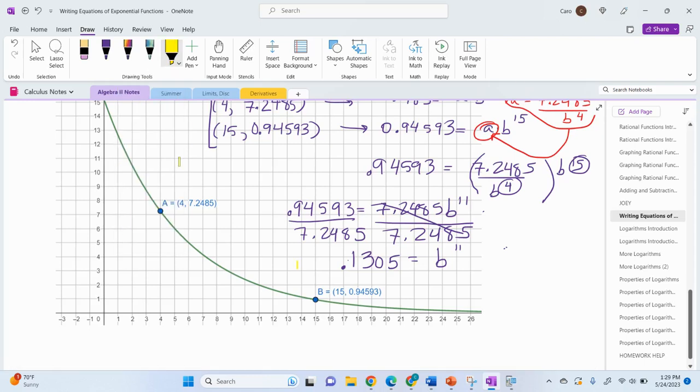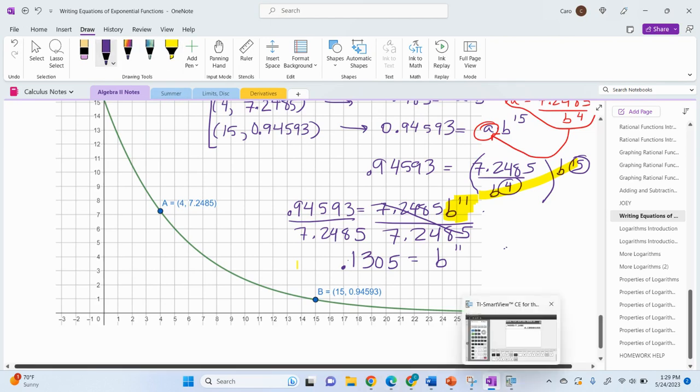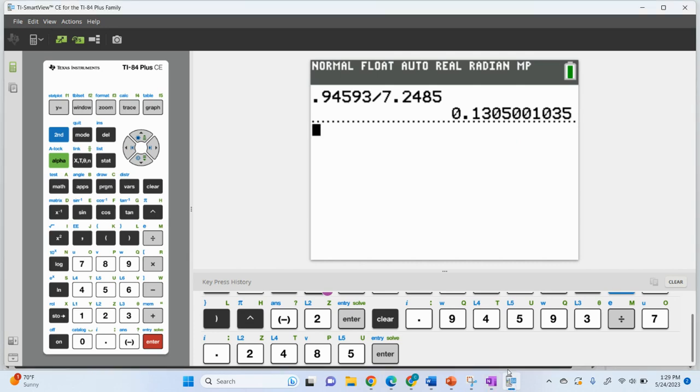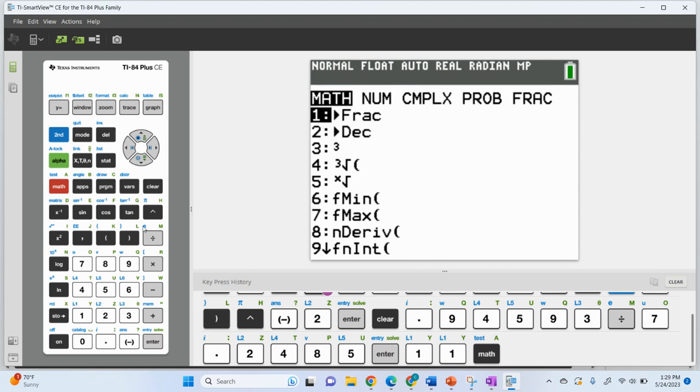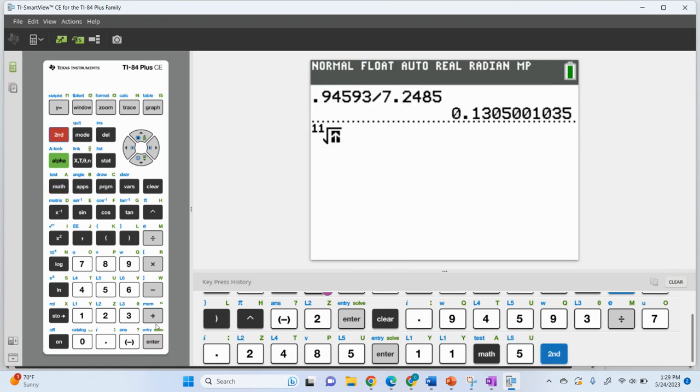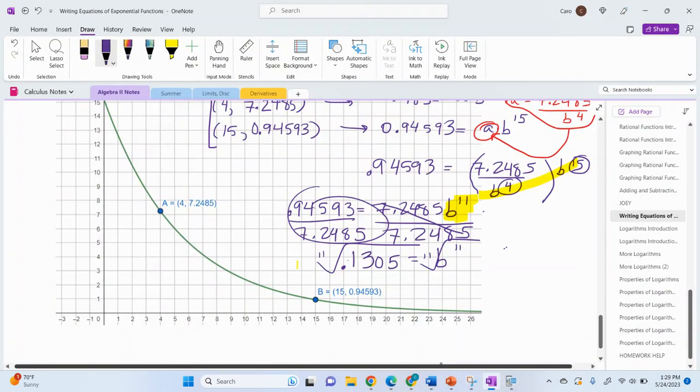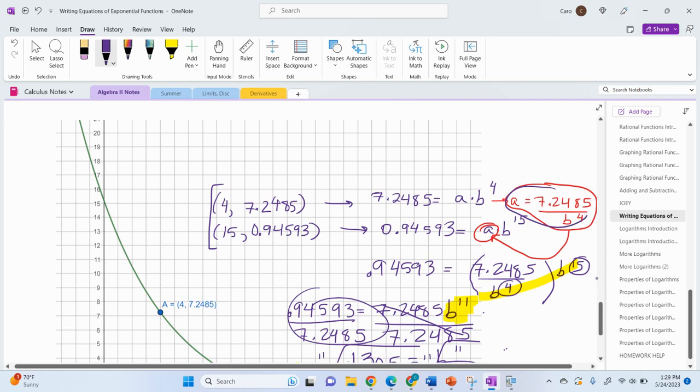All right, so what I did here is I combined those. I got b to the 11th. I isolated to get b to the 11th alone, and on the calculator, I just divided those two. I got here 0.131, or 0.1305. I'm going to do the 11th root. You're pretty much always going to end up doing a radical here, and you have the 11th root in the math menu, and you can always use second answer, so you don't have to type that in again. I get 0.831, I'll round it like that. 0.831 is B. And then you're just going to plug back in to here to get your A value.